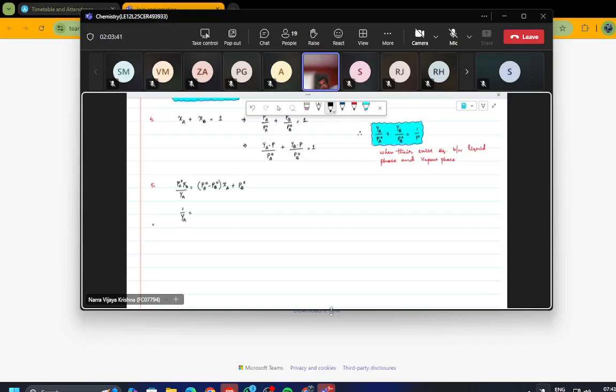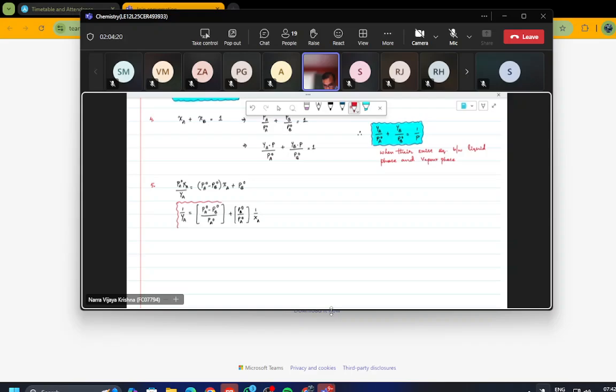Now, what is 1 upon YA equal to? Bring that PA naught XA to that side. Here the denominator is PA naught XA, here also PA naught XA. So can I write this as PA naught minus PB naught upon PA naught plus PB naught upon PA naught into 1 upon XA? Correct, sir? Straight line equation, Y equal to mx plus c. Yes or no? Respond, sir.